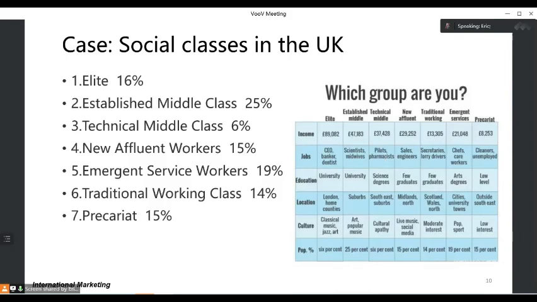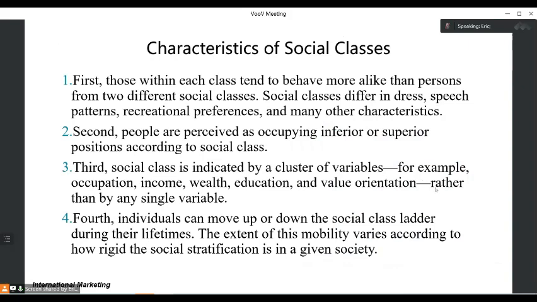This is the new classes. This is the new middle class just because of the development of the internet. So many technical workers have emerged. They can earn so much money just depending on their technical skills. And the new affluent sales engineers, traditional working classes. These 7 classes. This is the example of the United States and the United Kingdom.